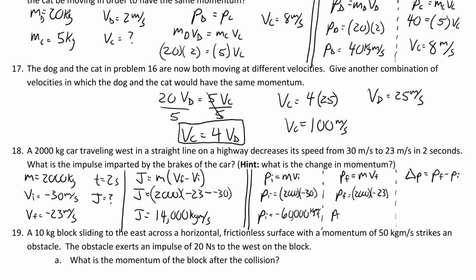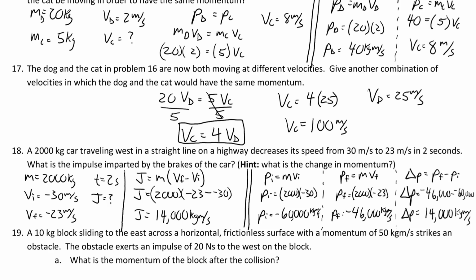And you get a final momentum of negative 46,000. Now, obviously, I kind of did it both at the same time. You could have just done one and then the other. That's fine too. Then you plug in over here. Careful of your negative sign. So the final is negative 46,000 minus negative 60,000. So the change in the momentum, and don't drop any negative signs, you still get the same answer. It's 14,000 kilogram meters per second.